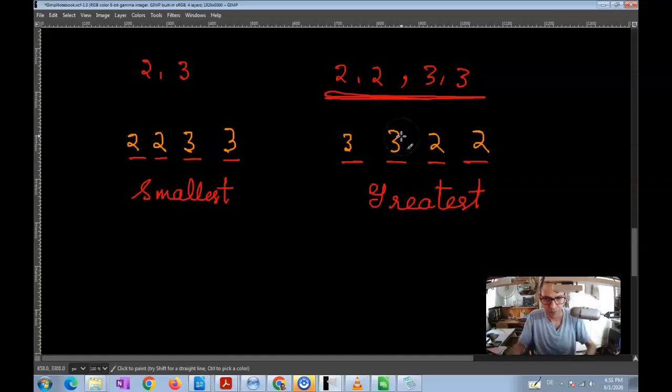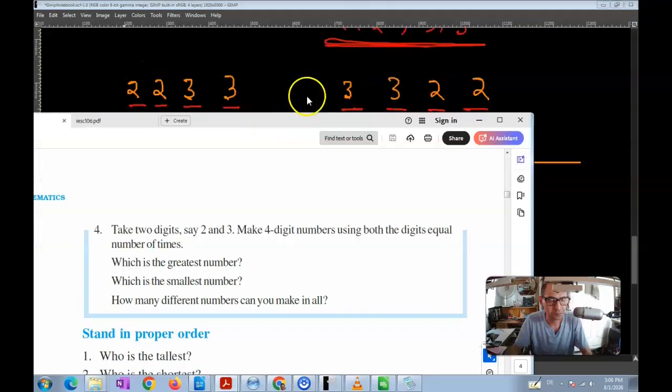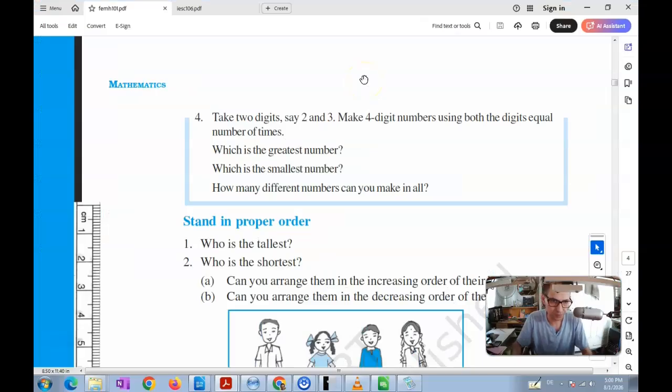Now the next part of this question is how many different numbers can you make in all? For this part, this is not the right place to ask this question right now, because this question needs a little bit of reasoning, and that power of reasoning we don't have it yet, and moreover, it doesn't have any sort of application right now in what we are doing.